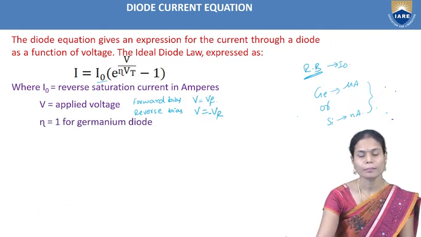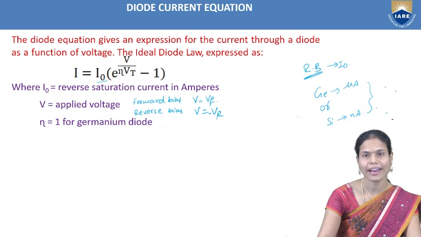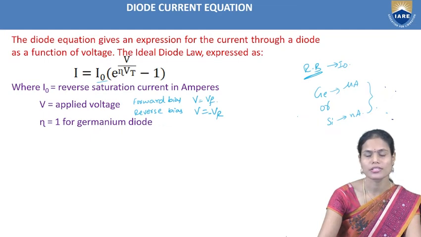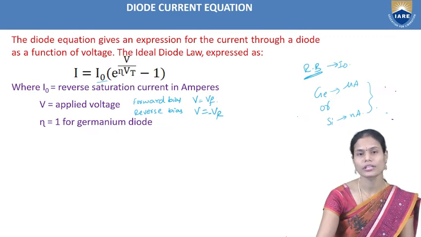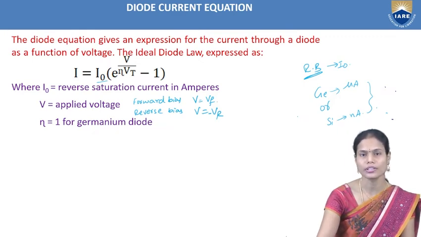And eta is nothing but the emission factor of the junction, which indicates the quality of the device. Quality of the device is nothing but how small the depletion region width is. If the doping level is very high, the purity of the device will be high. This purity of the device we indicate with the parameter eta, and this value is 1 for germanium diode and 2 for silicon diode.